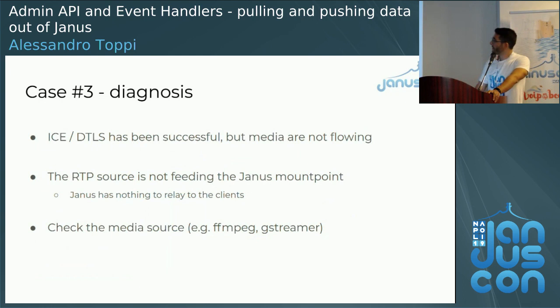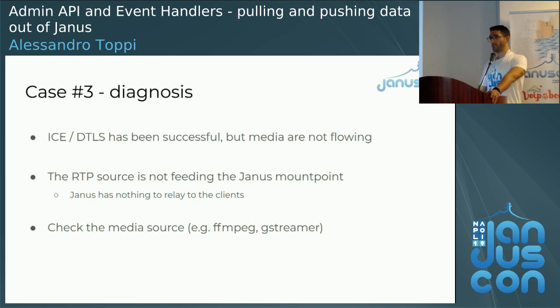Again, we have a diagnosis for this case. The ICE and DTLS have been successful. Media is not flowing because the RTP source is not feeding Janus, the Janus mount point. So Janus is not relaying anything to the clients. We have to check the media source.